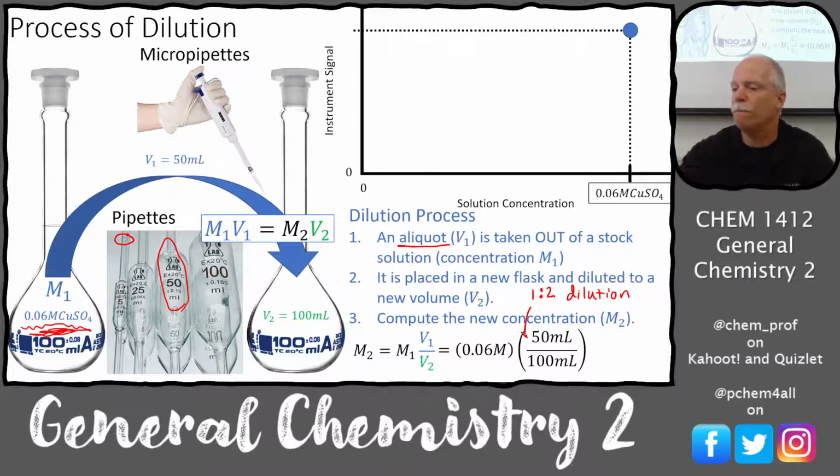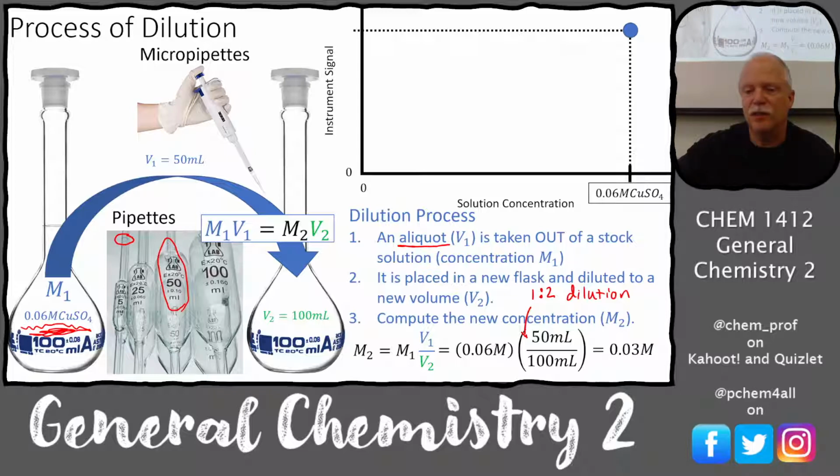So only for dilutions, you can use M1, V1 is equal to M2, V2. Some people have incorrectly learned that you can use that for titrations, but you can't. You can get lucky sometimes, and it'll work, but it's unreliable. If you have a polyprotic titration, then it'll give you the wrong answer.